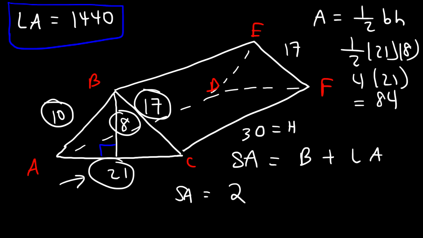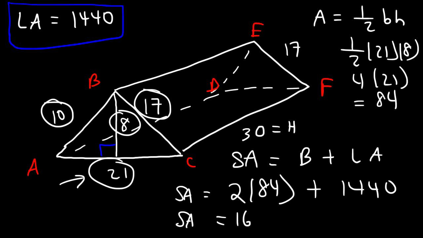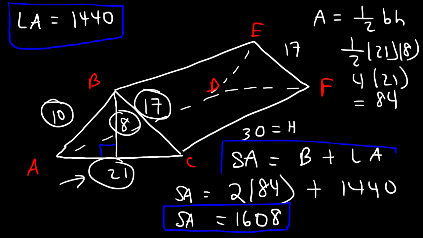So the total area of the base is 2 times 84 for the triangle in the front and the triangle in the back. And then the lateral area is 1440. So 2 times 84 is 168 plus 1440. So we have a total surface area of 1,608, and then it's going to be square units. So anytime you wish to calculate the surface area of a prism, it's simply the area of the base plus the lateral area. And the lateral area is the perimeter times the height.